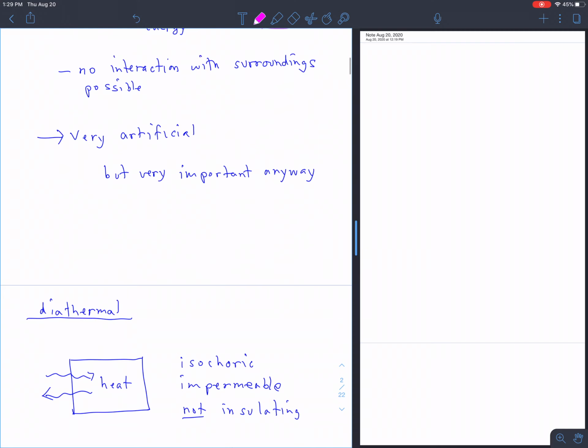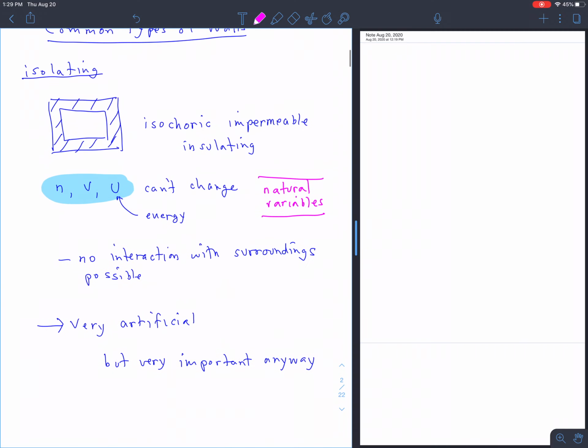I say here that walls like this are very artificial, but very important, and that's because, as we'll see, isolated systems are particularly easy to deal with, and that makes it possible to formulate the laws of thermodynamics in the clearest way possible. It's not the way that's most useful. When you go out to actually do something useful in the real world, you've got to have a more complicated system, but it's a good way to get the principles straight, so it's very important for that reason.